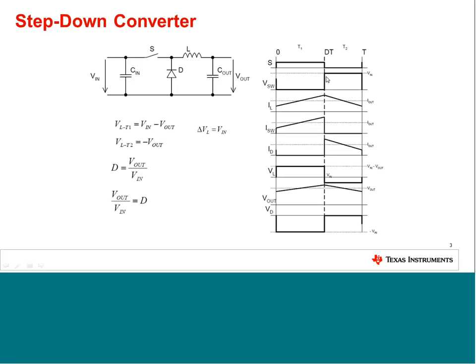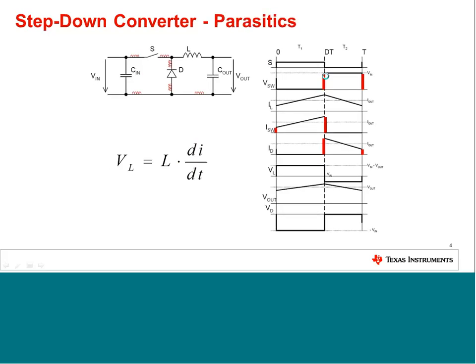This would all work well in an ideal implementation, but the real world has parasitics. So you have inductances in series to the switch. You have the connection to the input capacitor on the supply side and on the ground side. You have the connection between the switch and the diode or the rectifier at the switch node, and the rectifier to ground, and you have the connection to the output capacitor.